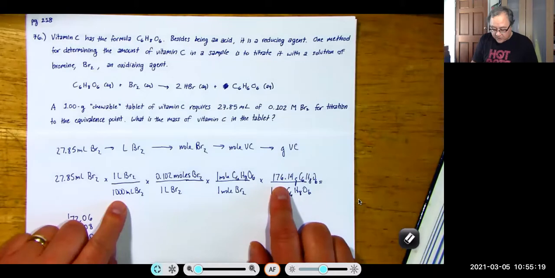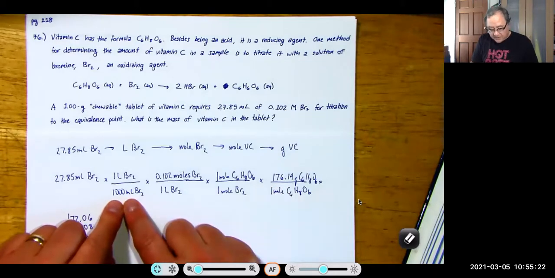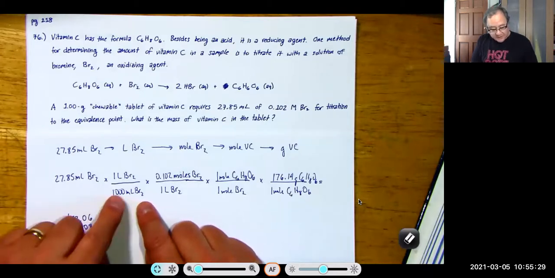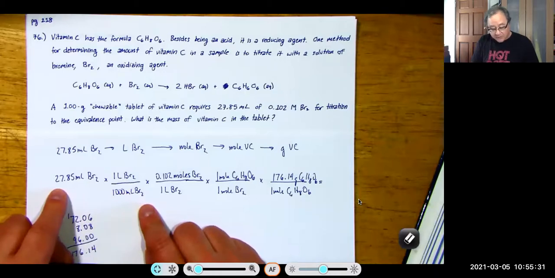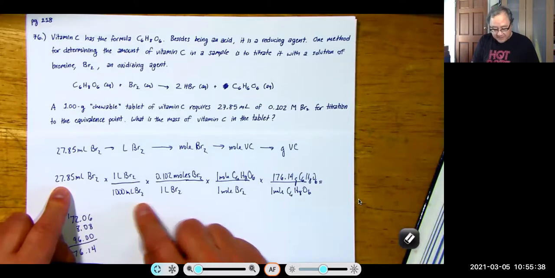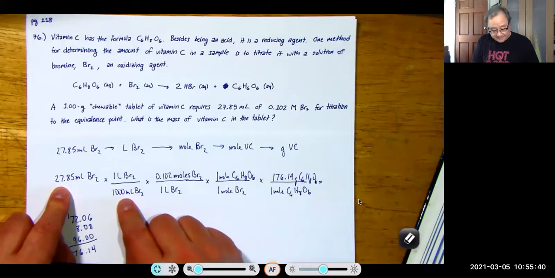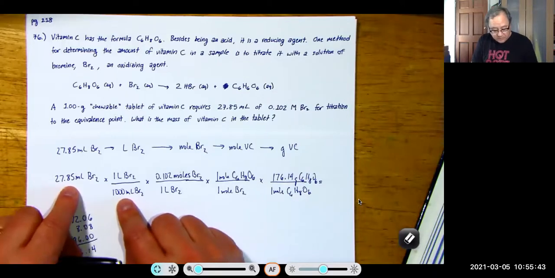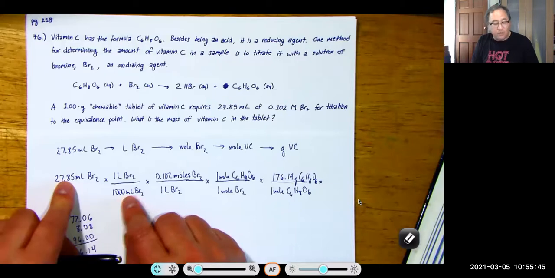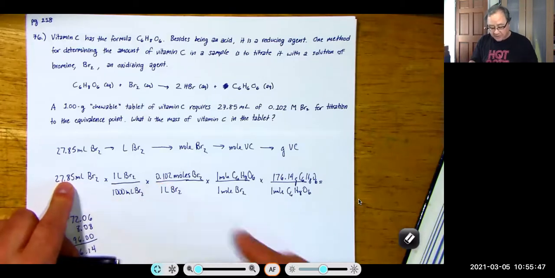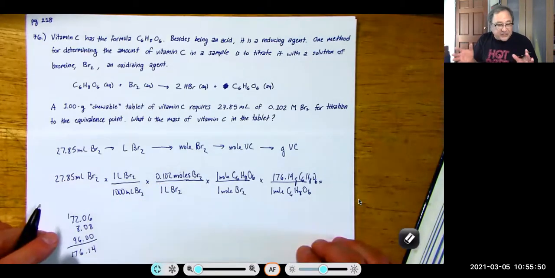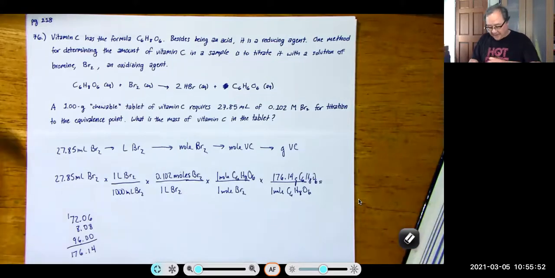176 will go into 1,000 5 times with some left over, right? So let's call it 6 just for fun. 6 will go into 27.85, almost 5 times. 4 times for sure, but maybe 5. And the reason I'm saying maybe 5 is maybe this number shouldn't be 6. So we have 4 to 5 times 0.102, which means the answer should be around 0.5-ish. Okay.